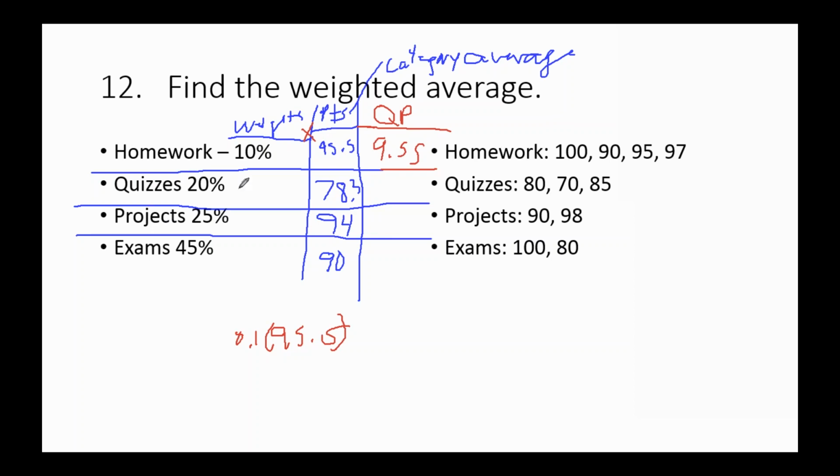Then I'm going to take 20% for my quizzes, 0.2, and multiply that by 78.3 to get my quality points for quizzes: 15.66. Then I'm going to go to projects, 25%, so 0.25 times 94 is 23.5. And last but not least, exams, 45% is 0.45, and I'm going to multiply that by 90.